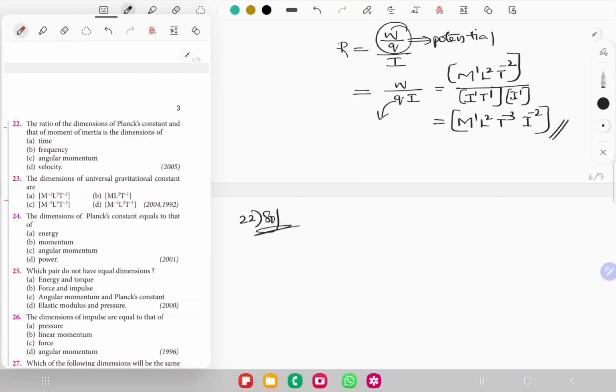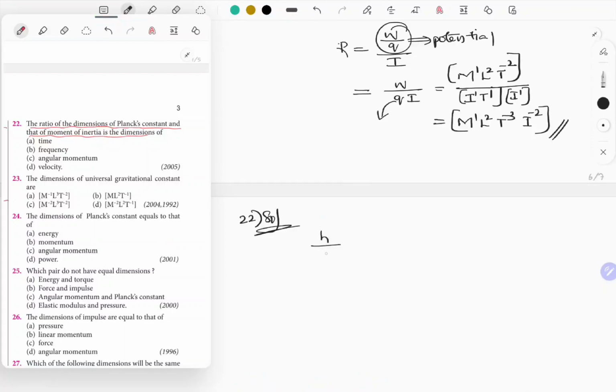The question they are asking is the ratio of dimensions of Planck's constant and that of moment of inertia. Planck's constant to moment of inertia dimensional formula they are asking. Okay, general formula for energy is E equals hc by lambda, right? Or you can write this as h is equal to E into lambda by c.